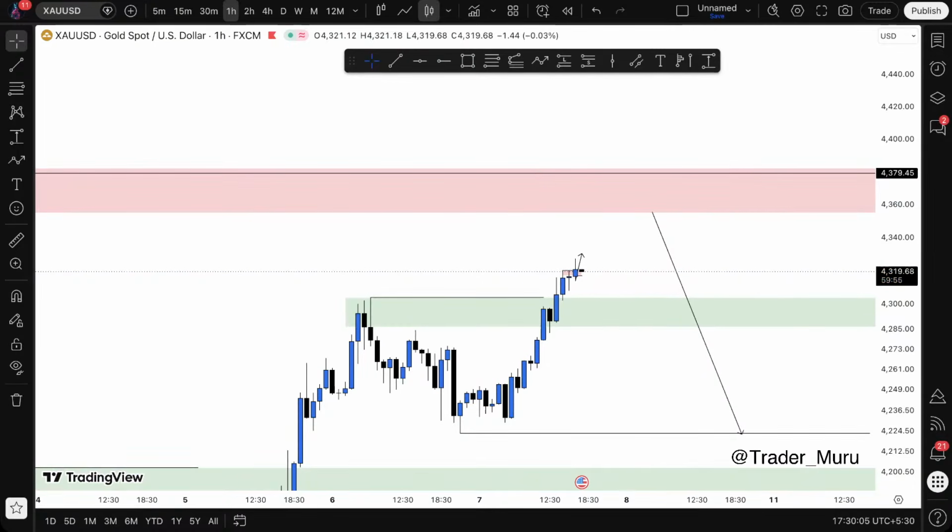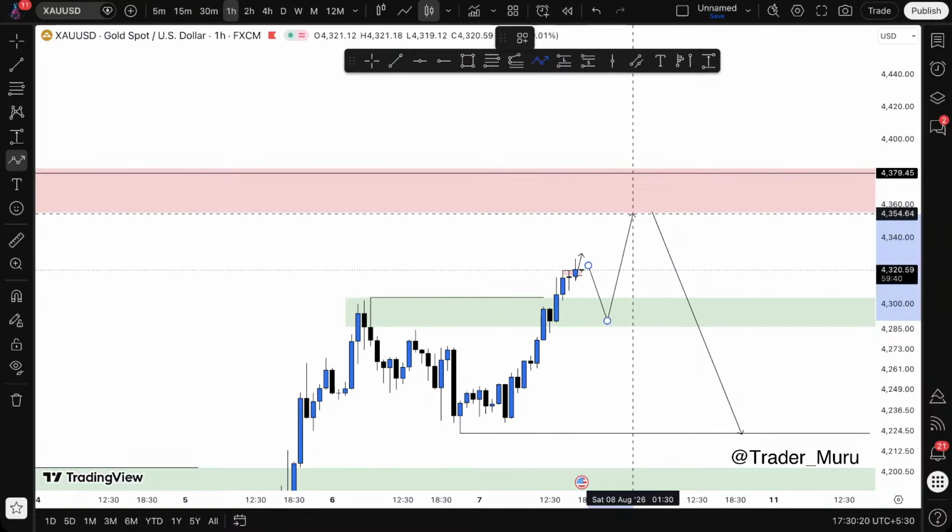So now I'm coming to the chat. What do you guys have? NFP candle will be buy or sell? It will be both, brother. By looking at this structure, I can say price will go like this.